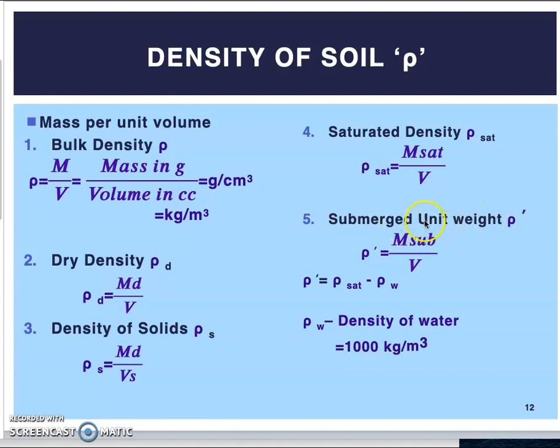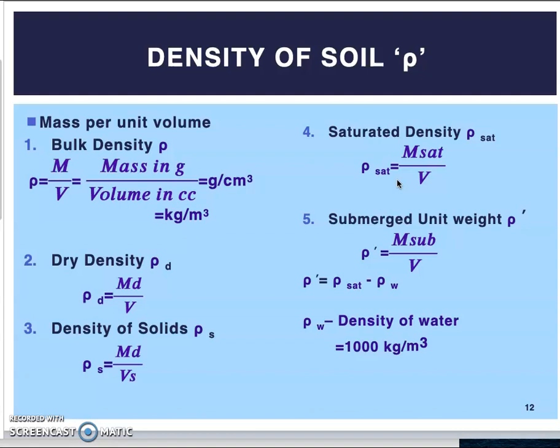Alright, the next is submerged density. This is not unit weight, this is density. Submerged density is designated as rho dash. Now, when water enters the voids in soil particles, it starts getting saturated. At one point of time, all the voids will be occupied by water, in which case it is called completely saturated or 100% saturated. Now, what happens if you add more water? Already all the voids are filled with water, so when you add more water, the water will start surfacing. It will come above the soil.